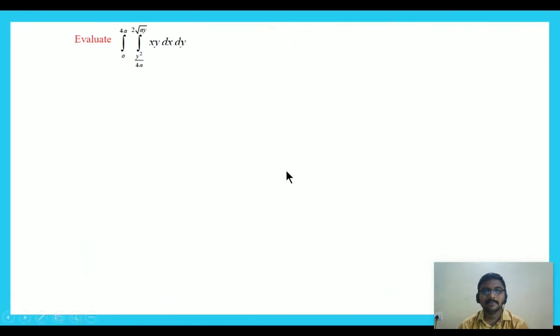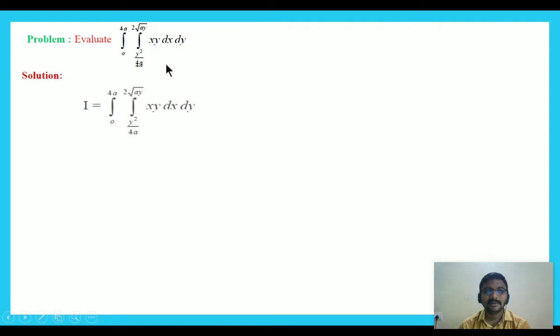Another problem, evaluate the integral 0 to 4a, integral y square by 4a to 2 root ay, xy dx dy. Here y square by 4a to 2 root ay limits are related to x, and the outer integral limits are related to y. So first we have to apply integration with respect to x and then y. Solution, given integral, first we have to apply integration with respect to x and then y.